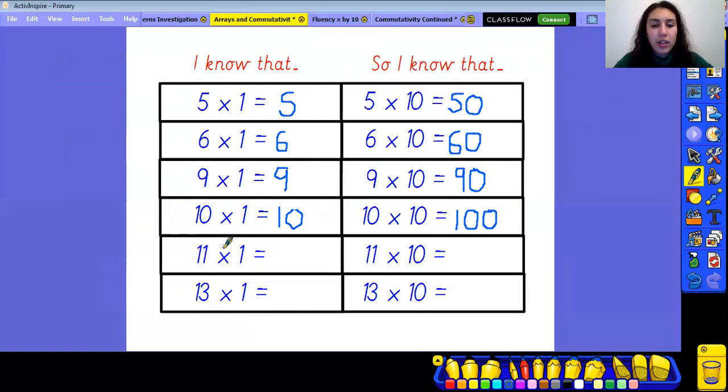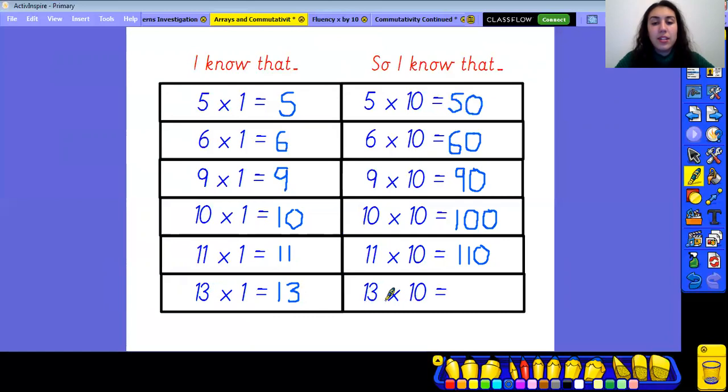And then 11 multiplied by 1, that's right, it's the same, it's 11. And now 11 multiplied by 10, it's not 1 anymore, it's 10. So here I've got to put that 0 on the end. So it's 110. And then 13 times by 1 is just itself.